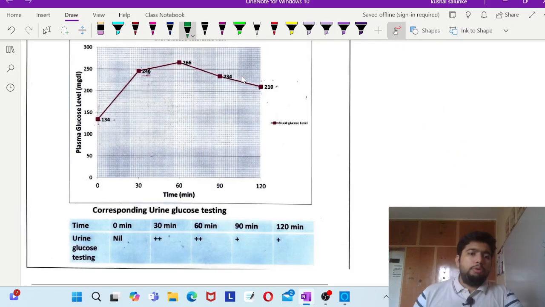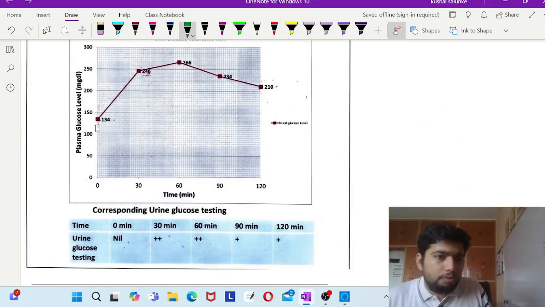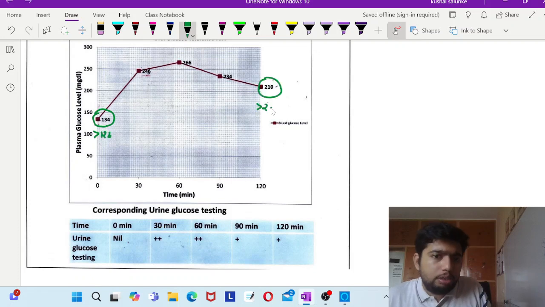Now you can see this graph is suggestive of fasting more than 126 and postprandial blood sugar more than 200. It is a classical case of diabetes mellitus. I hope this thing is very clear.